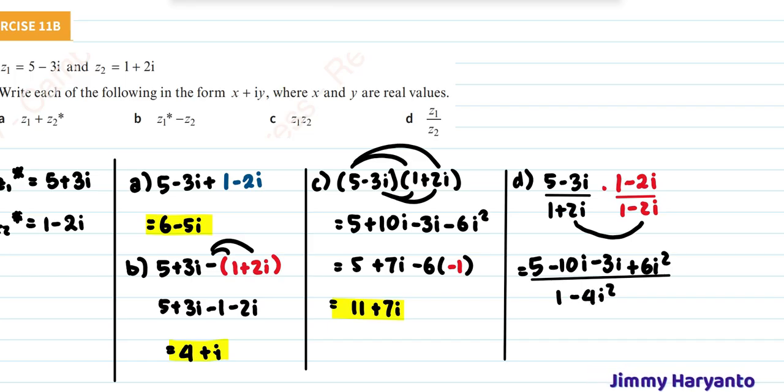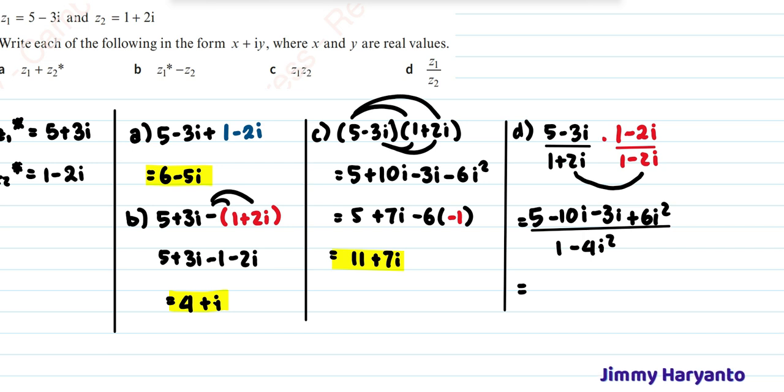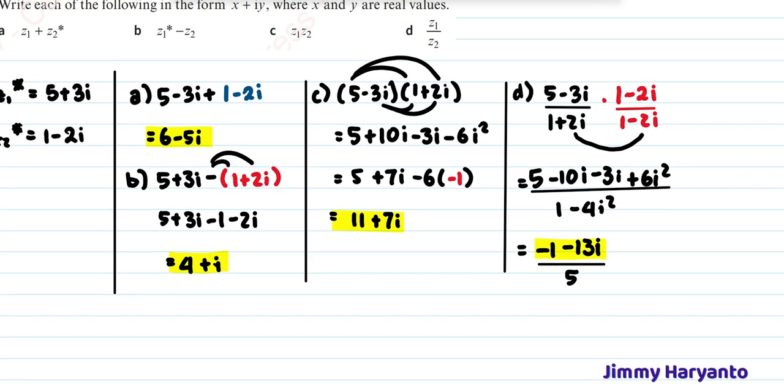negative 4i squared, because the middle part will be eliminated later. So for this one you can calculate this, and the result is negative 6. So 5 minus 6 equals negative 1, and then for this one is negative 13i. Let's leave it like that. And then for the bottom part, this one will become negative 4, since i squared is negative 1. Negative 4 with negative becomes plus 4. 4 plus 1 equals 5. I think this is the simplest answer. So this is the solution.